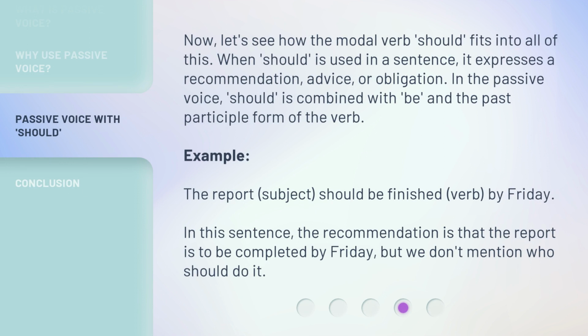Now, let's see how the modal verb should fits into all of this. When should is used in a sentence, it expresses a recommendation, advice, or obligation. In the passive voice, should is combined with be and the past participle form of the verb. Example: the report, subject, should be finished, verb, by Friday. In this sentence, the recommendation is that the report is to be completed by Friday, but we don't mention who should do it.